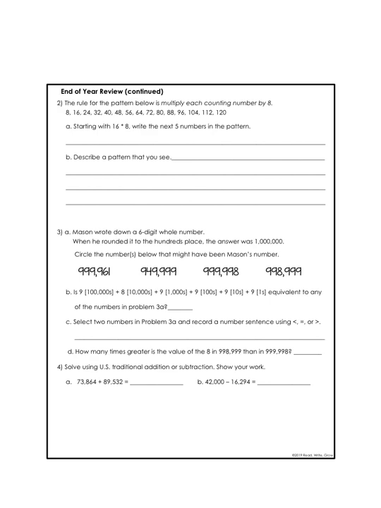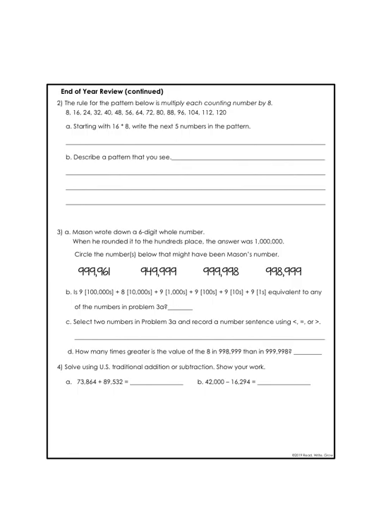We are in study guide. Now we're looking at problems 2, 3, and 4 and all their parts. Number 2 tells us that the rule for the pattern below is multiply each counting number by 8. Or in other words, we are looking for multiples of 8.